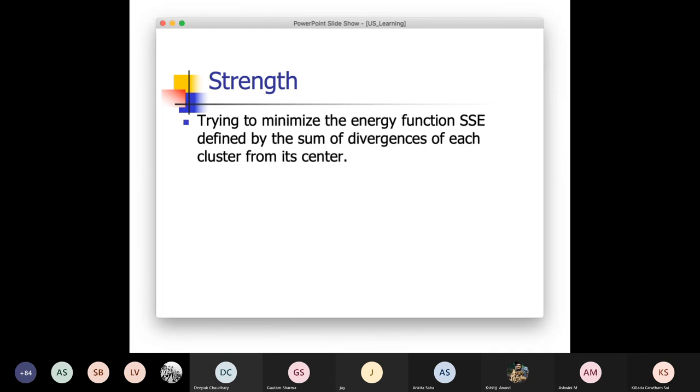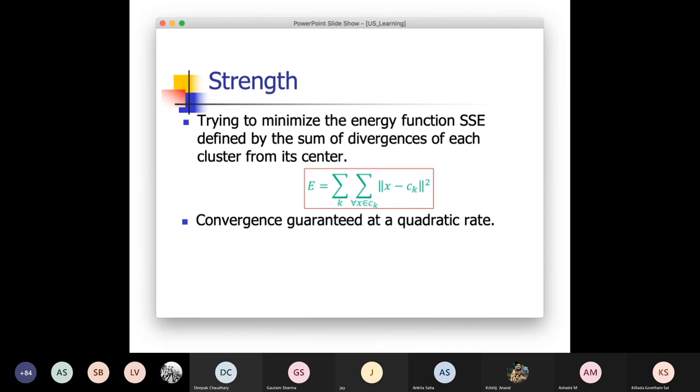So the strength of the k-means algorithm is that it tries to minimize the energy function, as you see. It is a good analytical problem in that way, but of course we solve it empirically. Convergence is guaranteed at a quadratic rate. As I mentioned, the convergence is guaranteed, but there may be an oscillation. It has linear time complexity, in order n, also dimension d and k.